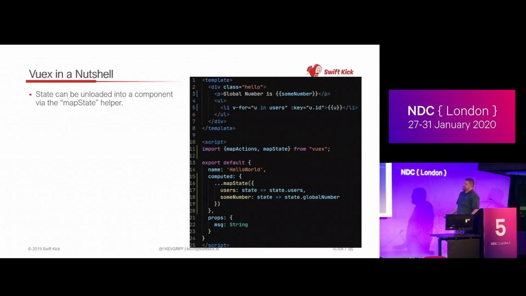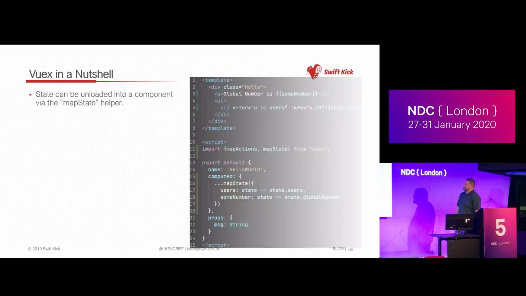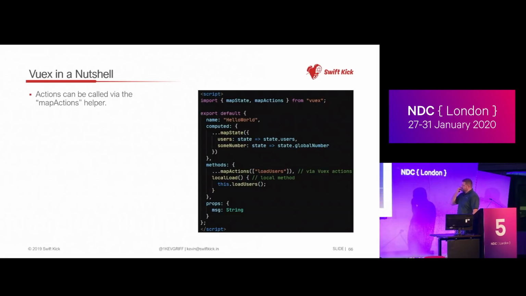The other side is, well, what if I want to be the one that initiates the change in state? Well, that's done with map actions. And inside of map actions, you just tell it, what actions do you care about? And this is done with an array, where you tell it, I want to create a method called load users. And this creates in the local view context, the component context, a method called load users. So if I, in one of my methods, say, all right, local load, it's going to go to Vuex and say, I want to initiate the action load users.